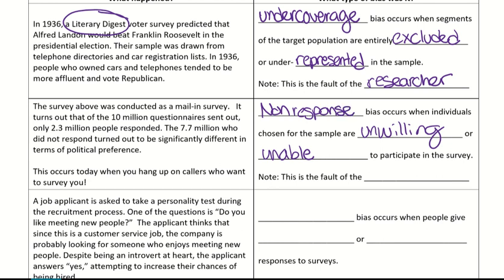It's a little bit different from undercoverage because undercoverage is the fault of the researcher. When we did undercoverage here, the researcher, Literary Digest, excluded people. But in this scenario, 10 million people were talked to. 7.7 million of them straight up didn't respond. That's not the researcher's fault. Instead, this is the fault of the respondents. So that's how you can tell the difference between undercoverage and non-response. Undercoverage means the researcher didn't ask the whole group of people, and non-response means the respondents didn't answer.